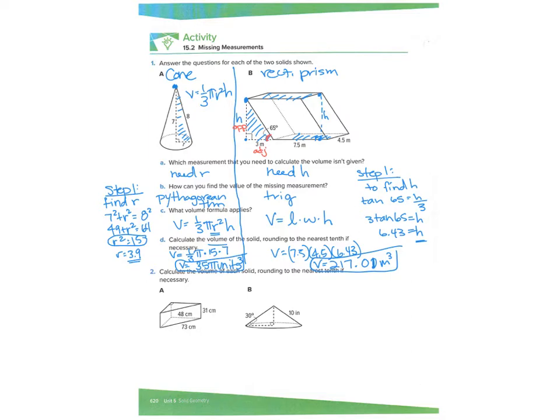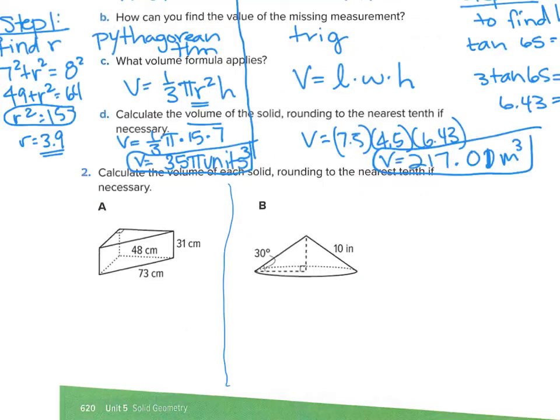So let's take a look at 2 down here at the bottom of the page. So these two problems are similar to the above. There's some dimension missing for my volume. So let's discuss what that's missing.